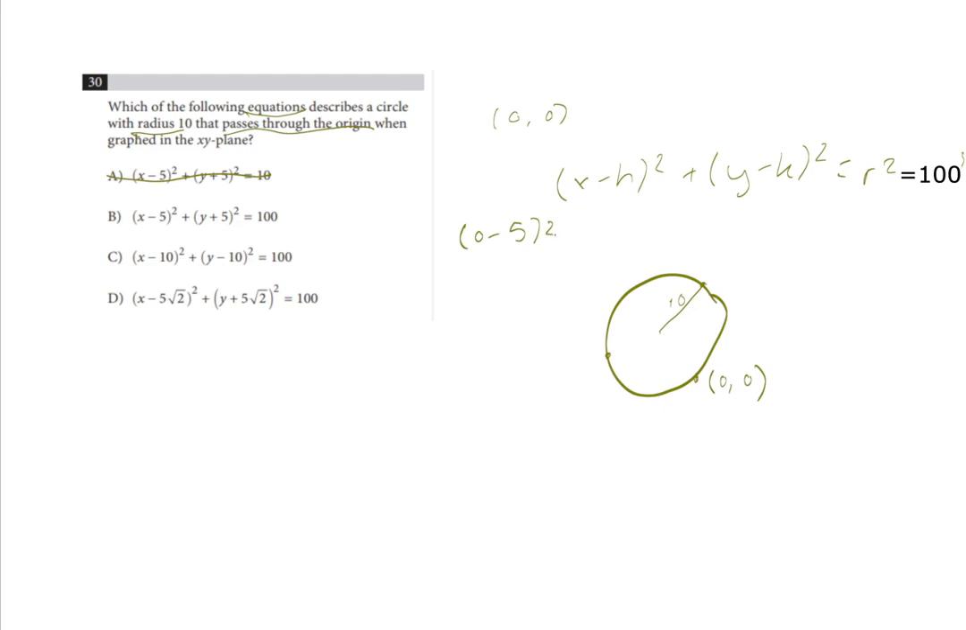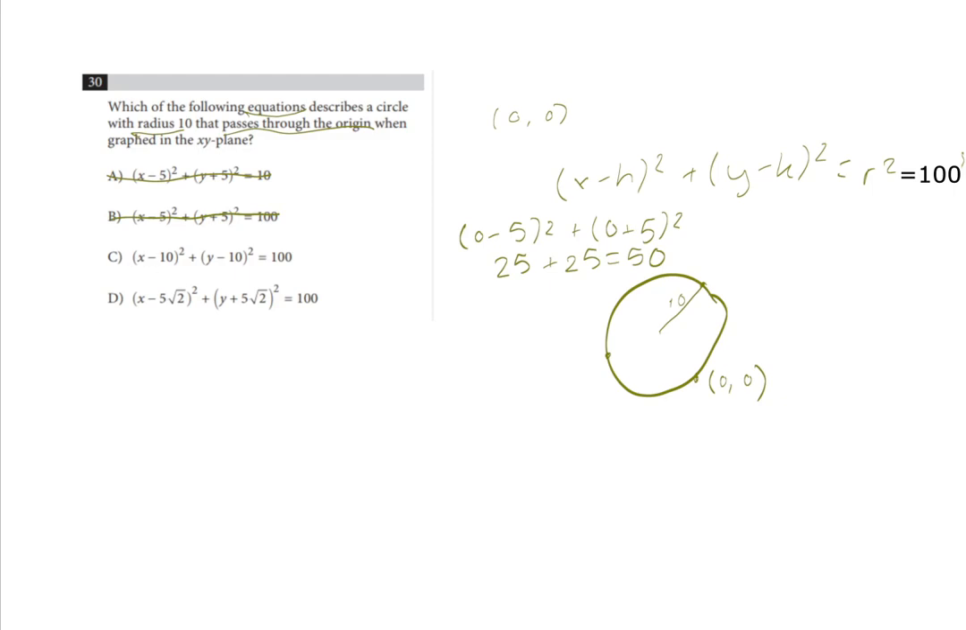So 0 minus 5 squared plus 0 plus 5 squared. This is negative 5 squared, which is 25. This is 5 squared, which is 25. And that equals 50, not 100. So we know B is not the right equation.